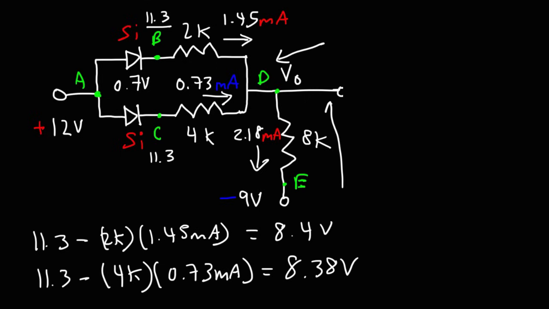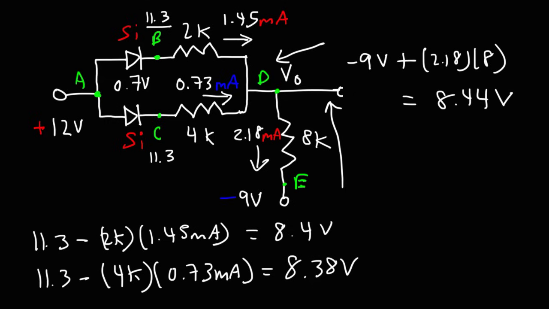Now let's go this way to calculate the potential at point D. So we're going to start with the negative 9 volts. Now we're going against the current through the resistor, so we've got to add the voltage drop. So the current flowing through that resistor is 2.18, as we could see here, times the 8 kilo ohm resistor. So it's negative 9 plus 2.18 times 8, and that gives us 8.44. In all cases, we could say that the output voltage is approximately 8.4 volts.